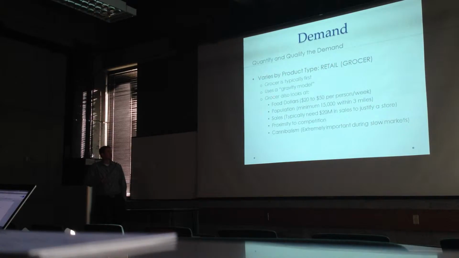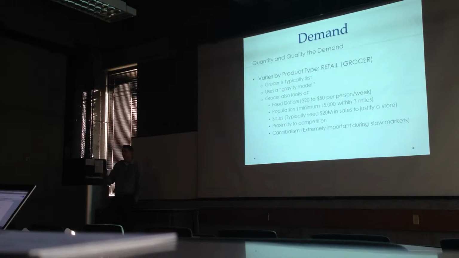But if you were looking at a retail, for example, with a grocer and a couple pads, some inline retail as well that would go along with that, something that I learned from talking to a developer is that the grocer is going to come first. They're going to use a gravity model that you're going to want to have an understanding for if you're doing a retail such as this. Also, with grocers, they want to know food dollars. Is there enough money being spent on food? $20 to $50 per person per week. They'll need a minimum population of 15,000 in a 3-mile radius. The sales would typically need to be $20 million or more to justify a store.